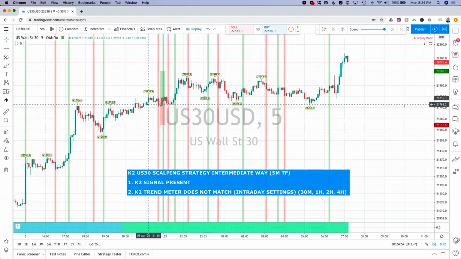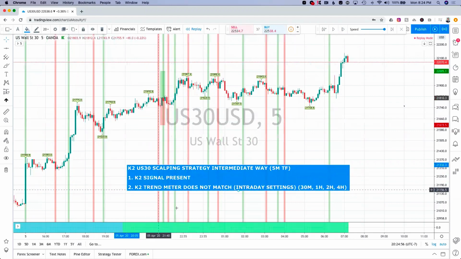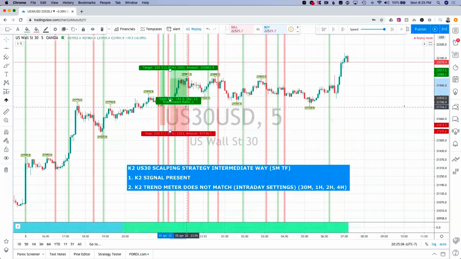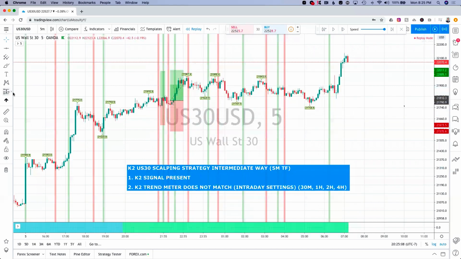So right there, that'd be an entry. We have the K2 signal. It doesn't match the trend meter. Same with right here. We have another sell signal. K2 trend meter is green. So you'll enter a buy right there. As you can see right here, it hits profit target down here. Same exact thing. It's just different entry points.